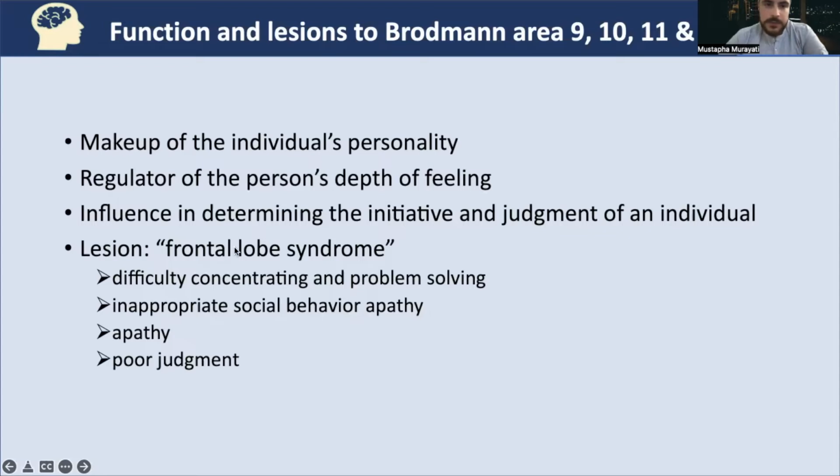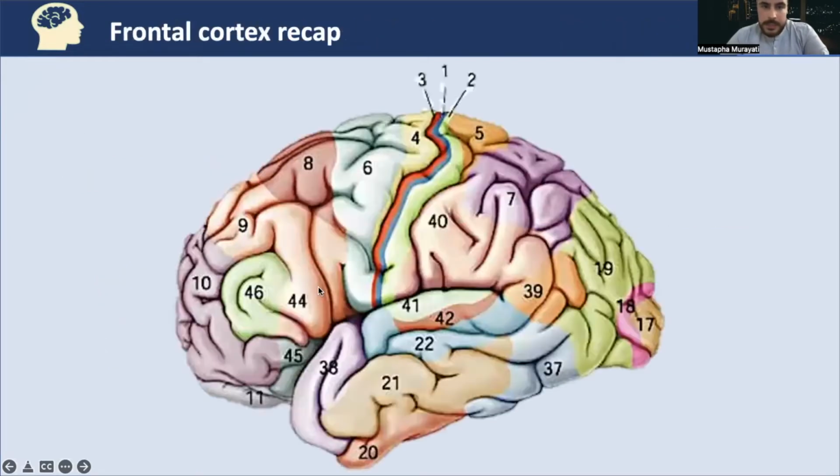A lesion in the prefrontal cortex will produce the frontal lobe syndrome. It's difficulty concentrating and problem solving, an easily distracted patient, inappropriate social behaviors, apathy, and poor judgment. These are all signs of frontal lobe syndrome. So let's recap. I know we talked a lot of information in the past few minutes about the frontal cortex, but I promise it was the hardest part of this presentation.